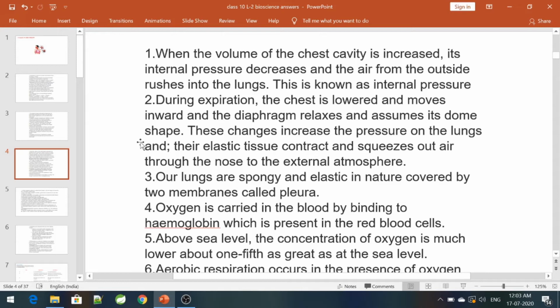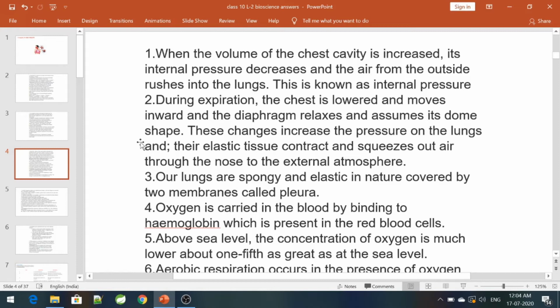When you inhale, the chest volume increases. This is known as what? Internal pressure. During expiration, the chest is lowered and moves inwards, and the diaphragm relaxes and assumes its dome shape. What happens when we expire carbon dioxide? Our diaphragm relaxes and returns to its original shape.